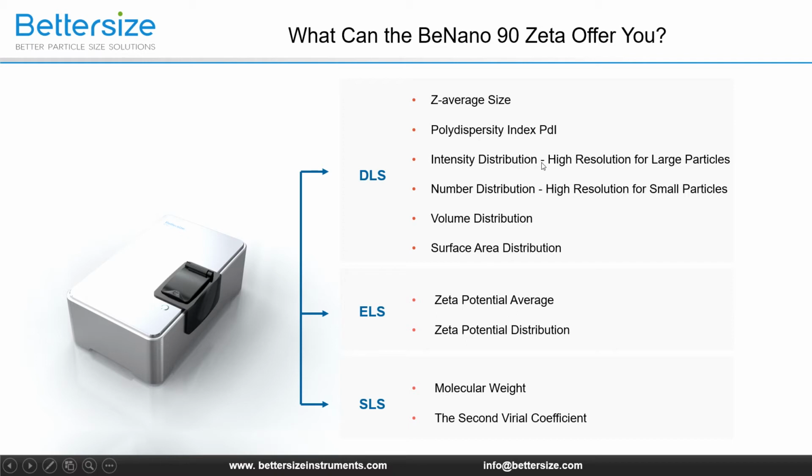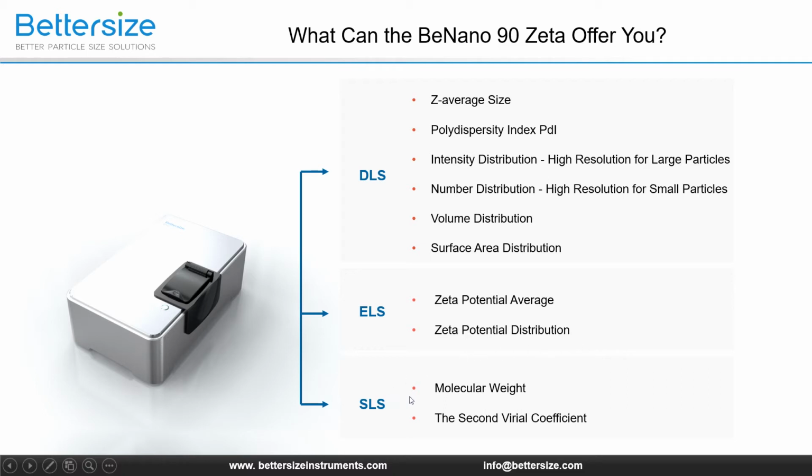The Binano 90 Zeta software offers the option for users to change the particle size to number, volume, and surface area distributions in case a result comparison between instruments or technologies is required. In the ELS measurement, the zeta potential average and its distribution of particles can be measured so as to evaluate the dispersion stability of your sample.